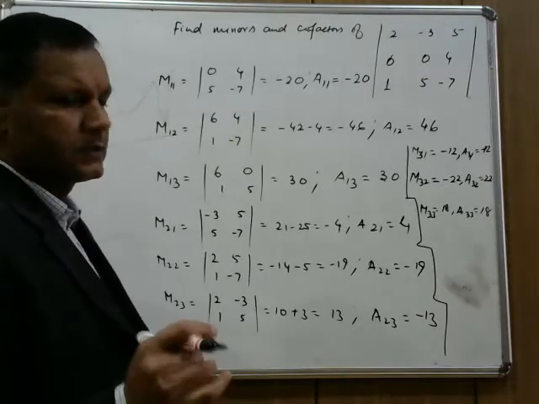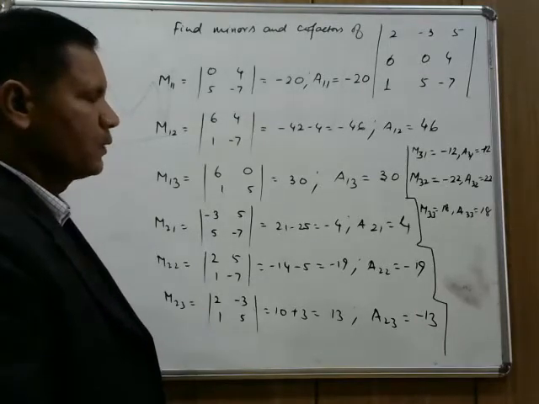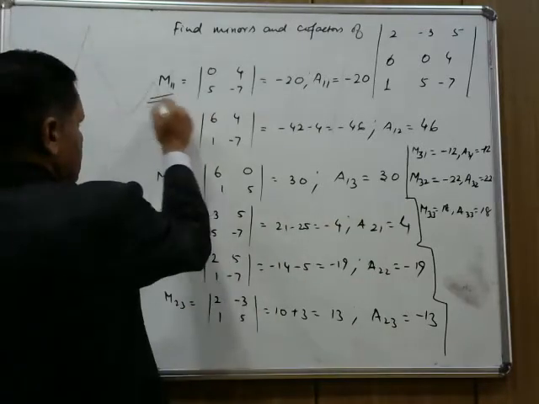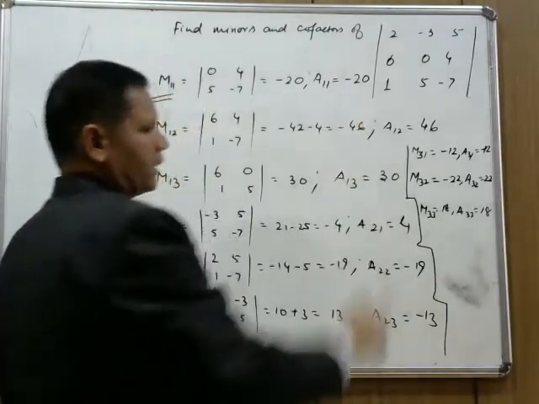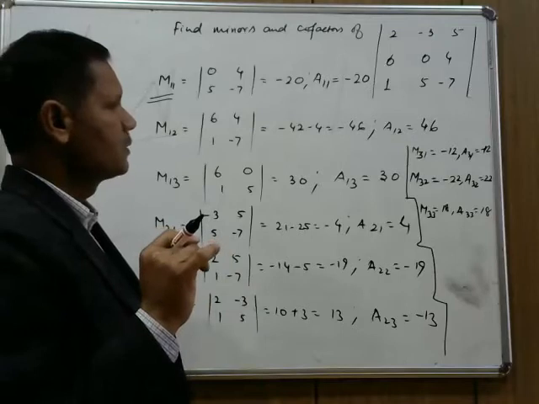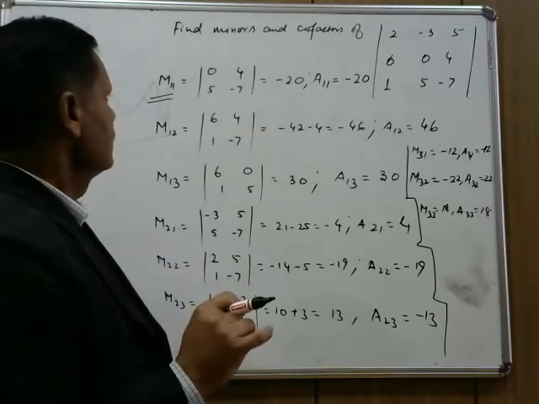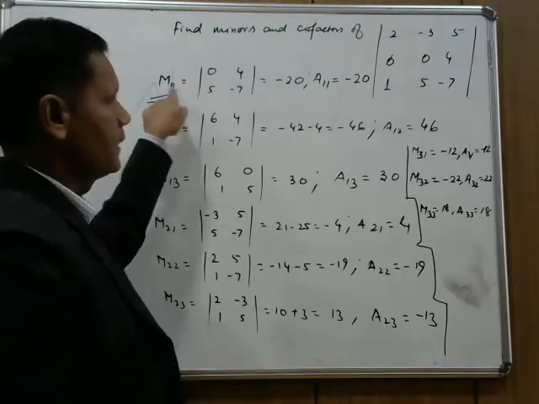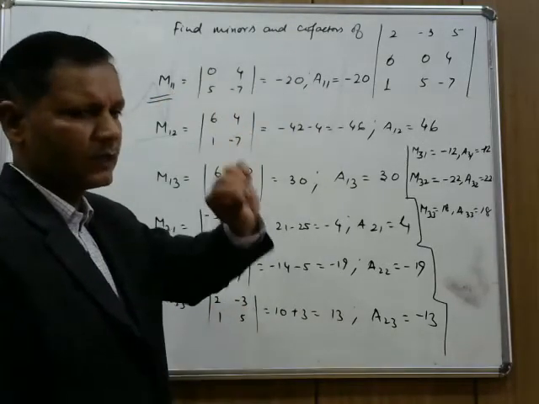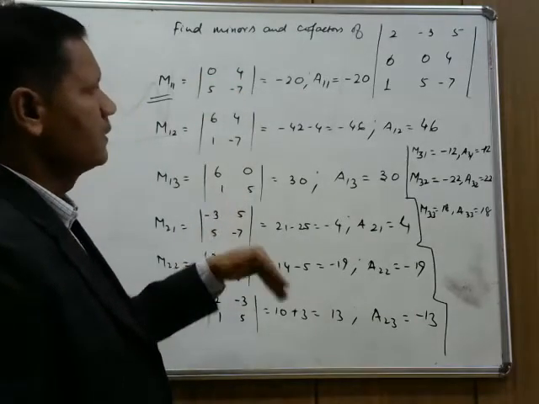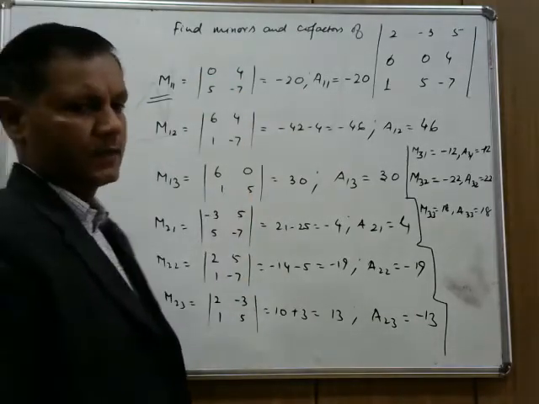I'll give you one suggestion. While you're writing the cofactors, don't write somewhere else. Wherever you are writing the minors, at the same place you write the cofactors, so that while you are changing the sign, you will be very much confident. Accordingly, at the address of the minors, I am writing the cofactors. That's why, simply, what we have to do is find out the minors, and after that accordingly we write the cofactors. This part is done.